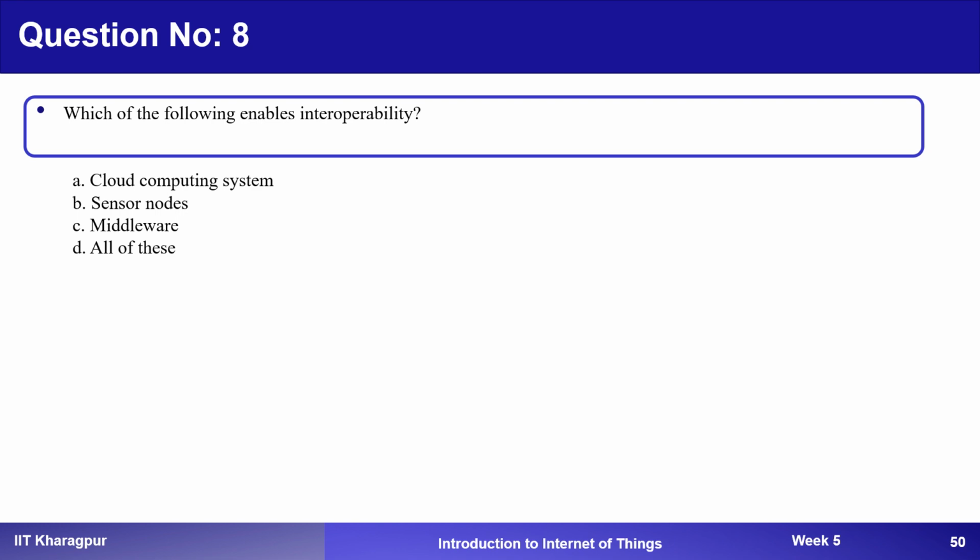So which of the following enables interoperability? Options are the cloud computing system, sensor nodes, middleware, all of these. So the correct option for this is middleware.